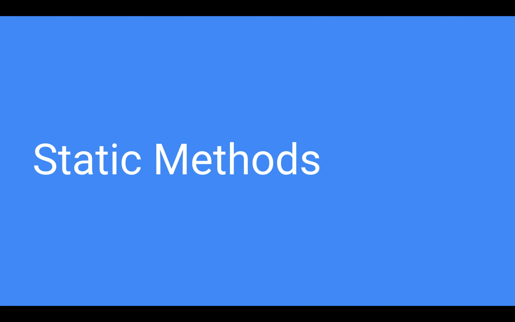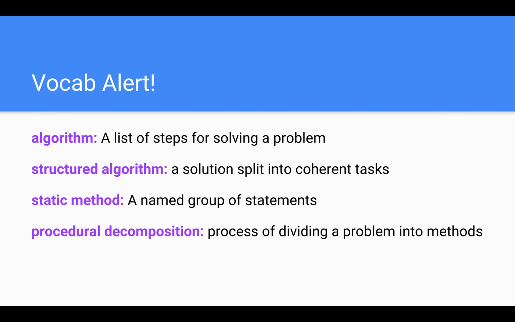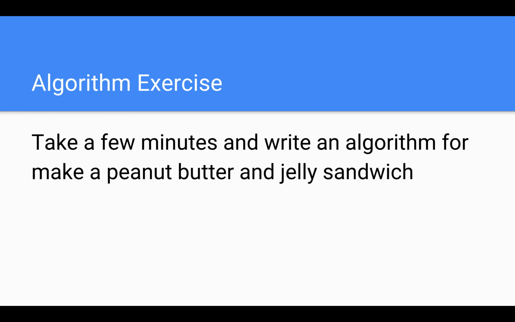Static methods. So first, some vocab. An algorithm is a list of steps for solving a problem. A structured algorithm is a solution split into coherent tasks. A static method is a named group of statements. And procedural decomposition is the process of dividing a problem into methods. Algorithm exercise: take a few minutes and write an algorithm for making a peanut butter and jelly sandwich.